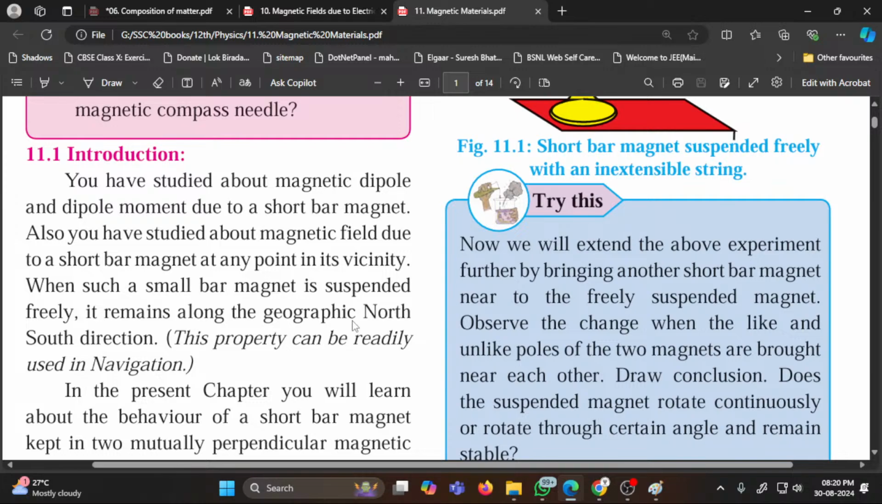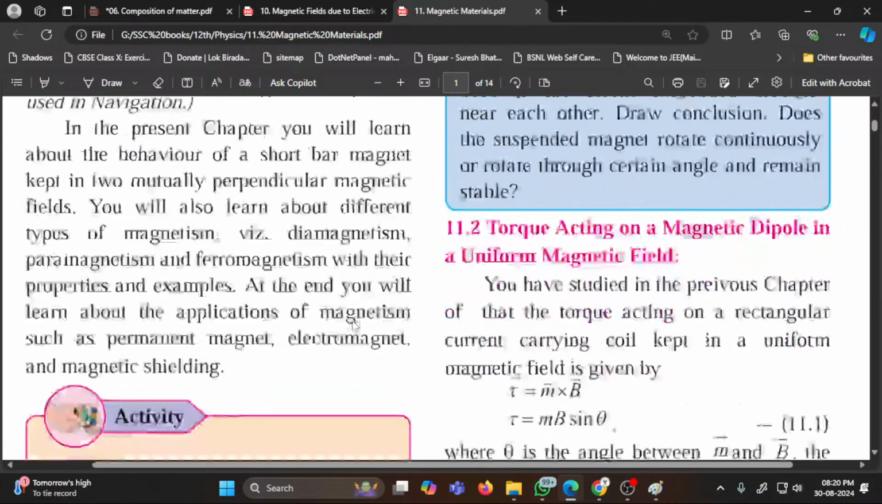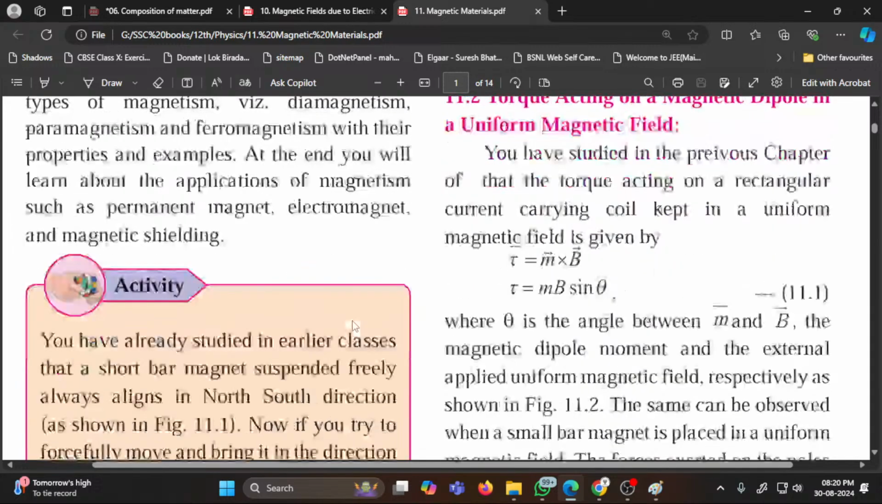In the present chapter you will learn about behavior of a short bar magnet kept in two mutually perpendicular magnetic fields. You will also learn about different types of magnetism, namely diamagnetism, paramagnetism and ferromagnetism, with their properties and examples. At the end you will learn about the applications of magnetism such as permanent magnet, electromagnet, magnetic shielding, etc.